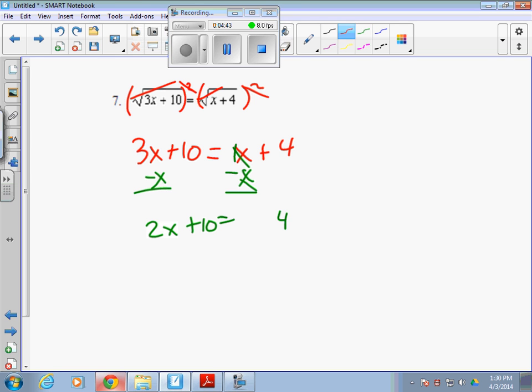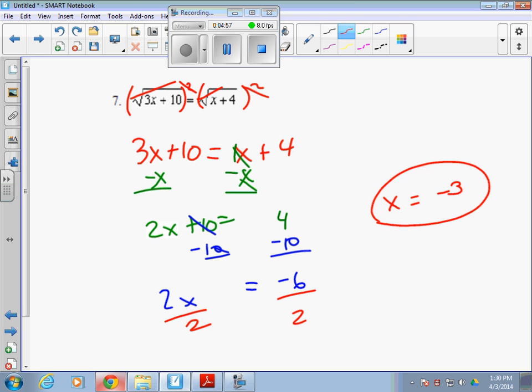Get rid of plus 10 on the left by subtracting it. 4 minus 10 is negative 6. So you have 2x since these canceled out. Divide by 2 to cancel that part out. And x equals, for number 7, negative 3. X equals negative 3.